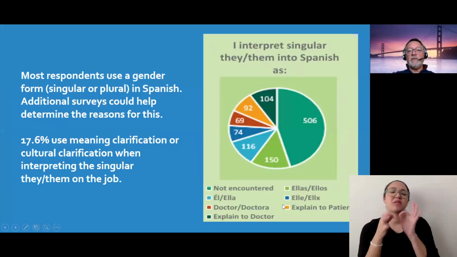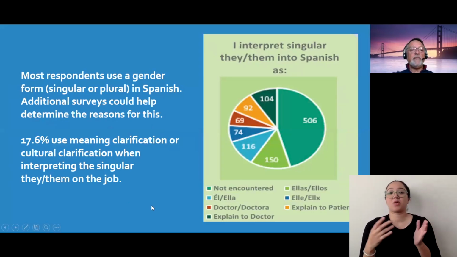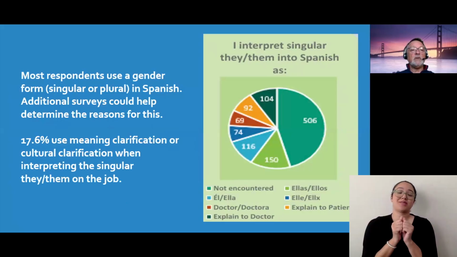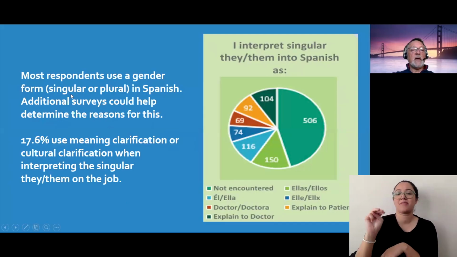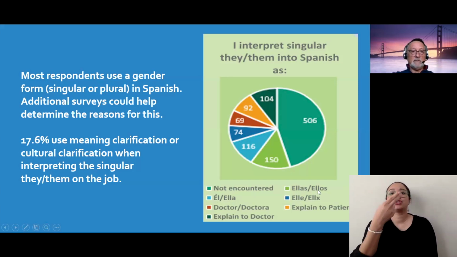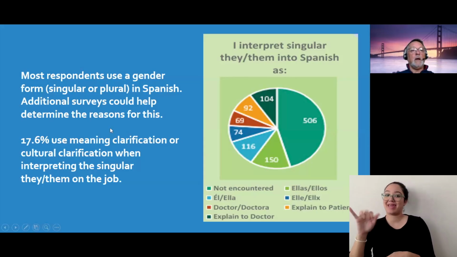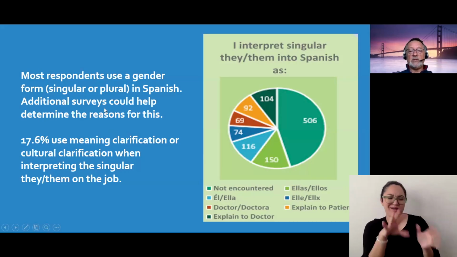So here are some of the solutions that interpreters have come up with when they are faced with the singular use of they, them in English. Most respondents use a gendered form in Spanish, either singular or plural. So they either say he, she, or they say they feminine or they masculine. And I think it would be interesting to do additional surveys to find out why they choose those solutions.